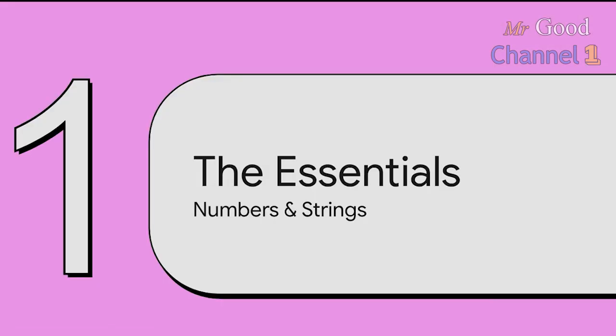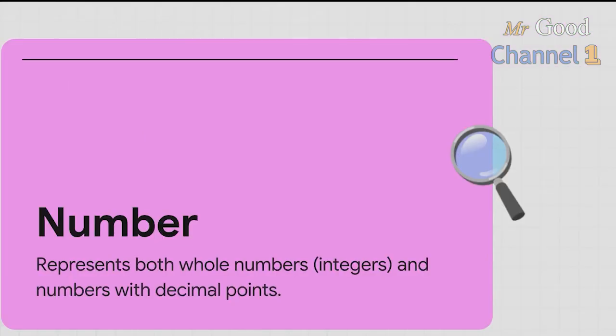Okay, so first up, let's talk about the essentials, the 2 heavy hitters. These are the data types you're going to be using every single day you write code. We're talking about numbers and strings. So first up, we've got the number type. One of the really convenient things about JavaScript is that it doesn't really care if a number is a whole number, what we'd call an integer, or if it has a decimal point. Whether you've got 10 or 3.14, to JavaScript, it's all just a number.